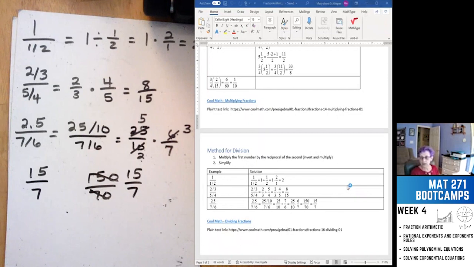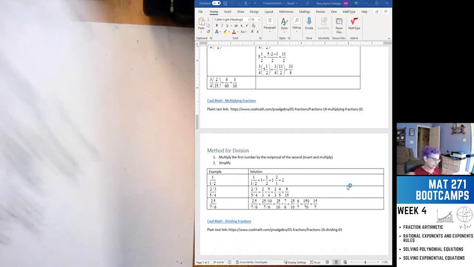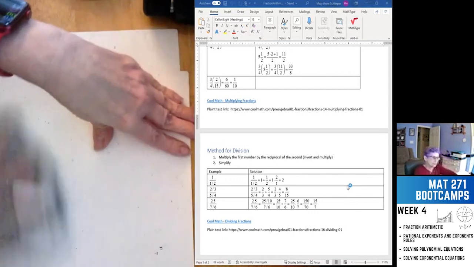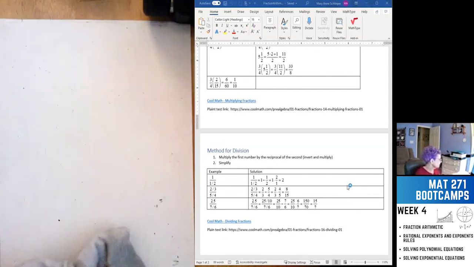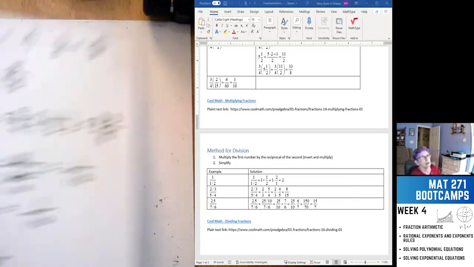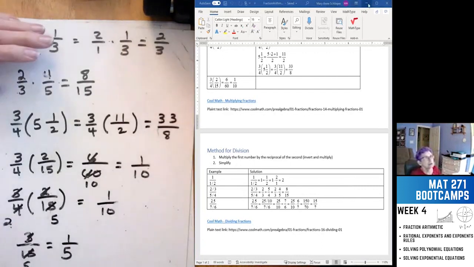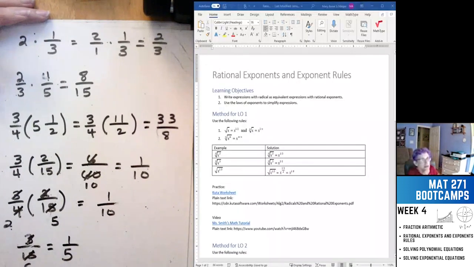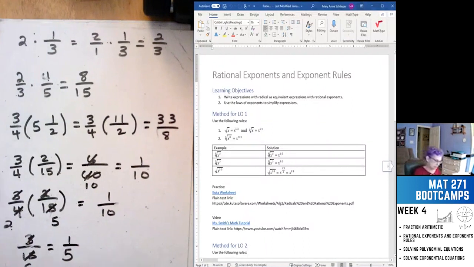Questions about fractions? Okay, good. So you'll be doing lots of fraction arithmetic as you take derivatives. And the reason, because we rewrite radical expressions with rational exponents, which is the next thing we're going to talk about.